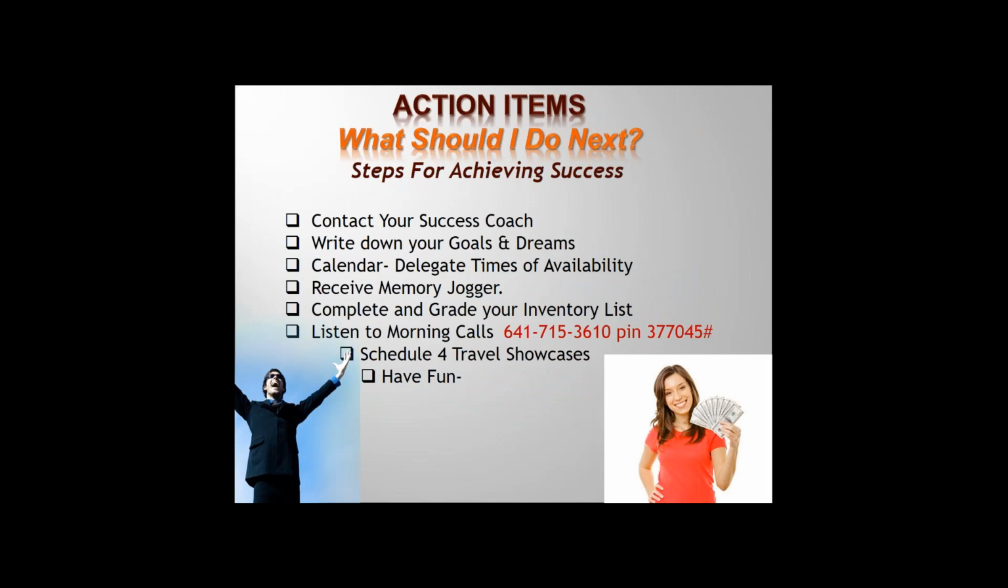Well, ladies and gentlemen, I am wrapping up, but I have action items for you. What should I do next? You want to contact your success coach because you have written down your goals and dreams. You want to share that with them. You want a calendar delegating the times that you do have available to work your business. And if you haven't gotten your 2016 calendar, definitely go do that so that you will be prepared in the new year. Also, you'll receive a memory jogger, request that, as well as an inventory list so that you can build your 100 to 200 names.